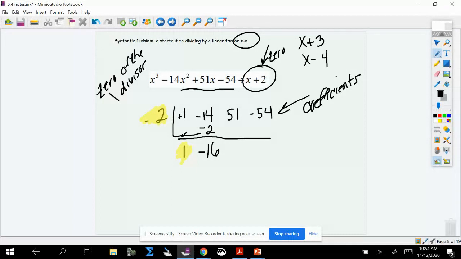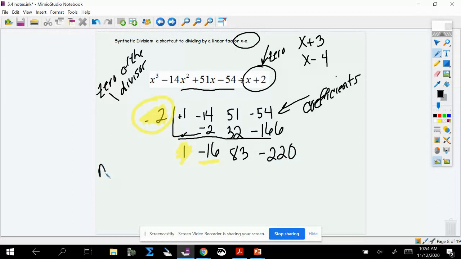Then you're going to repeat that process. You're always going to be multiplying this by whatever's down here. So negative 2 times negative 16 is 32, and you're going to put that result in the next slot. And then you're going to add those two numbers together. And then you're going to go back to the negative 2 and multiply. So negative 2 times 83 is negative 166. And then you are going to add those two values together. So negative 54 and negative 166 is negative 220.